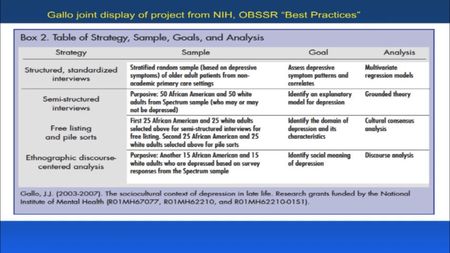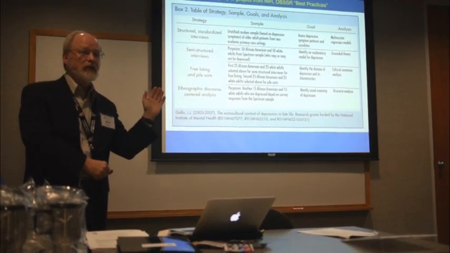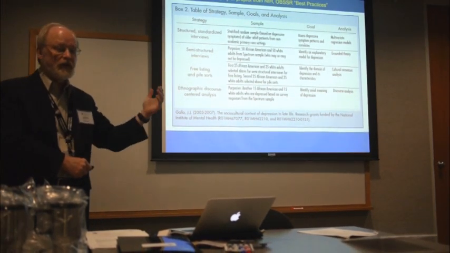Here's your strategy, here's your sample, here's your goal, here's your analysis. So you're trying to convince funding people to fund your project. Put together a table, a joint display like this, of these different elements of your project. Or I always say, if you're a graduate student presenting to your committee, this is a good example of how these things all interconnect.